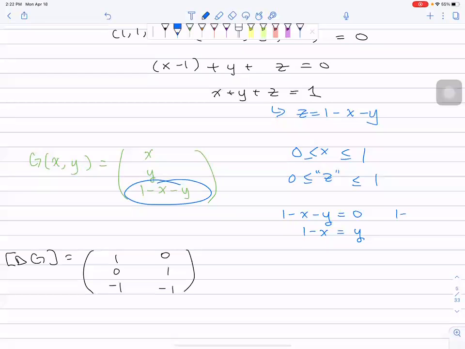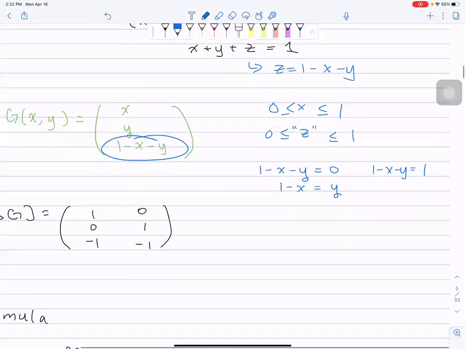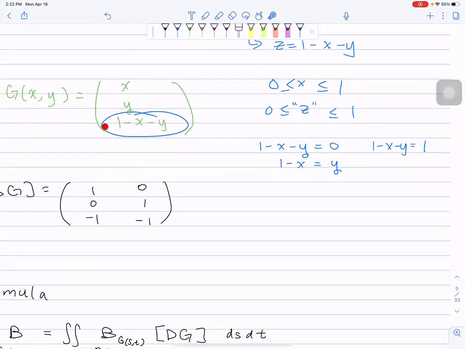What happens if I set our z equal to 1? I'm setting it equal to 0 and 1 because this last component can be between 0 and 1. So if I set it equal to 1, then I simplify and I get 1 minus 1 minus x equals y, or y equals negative x. What were the bounds for x? x was also from 0 to 1, so the smallest x is 0.